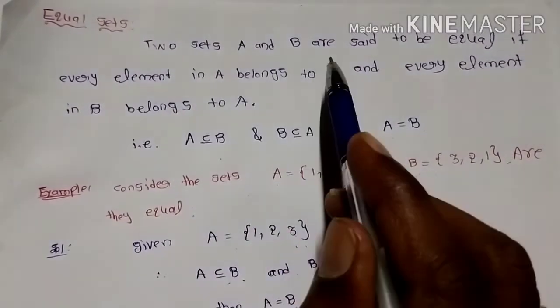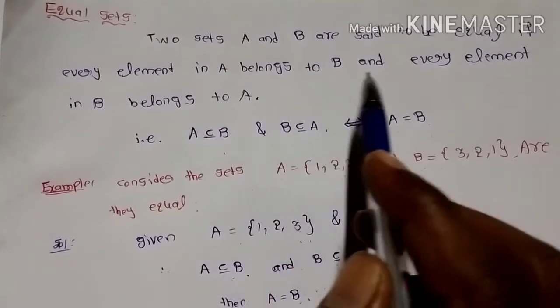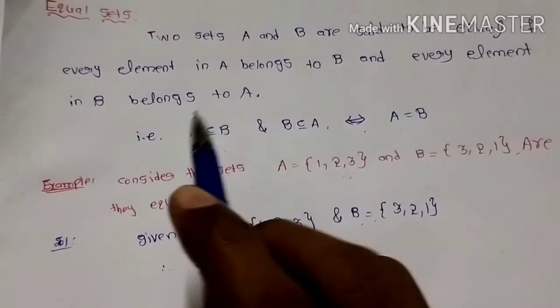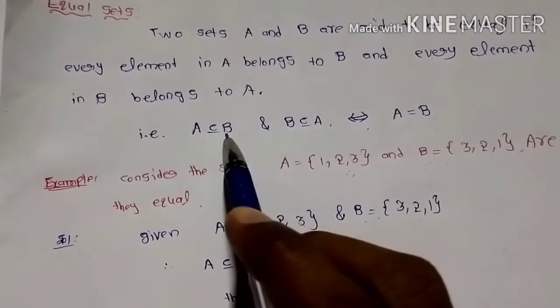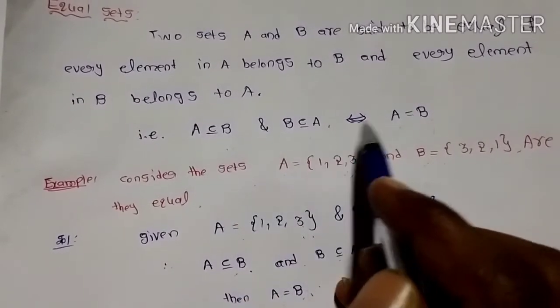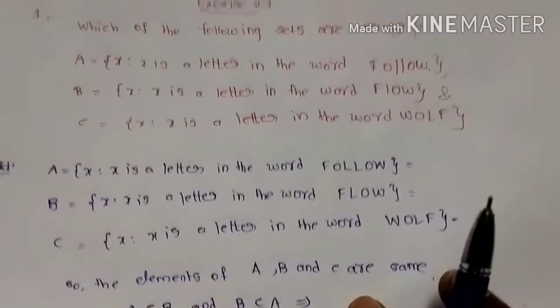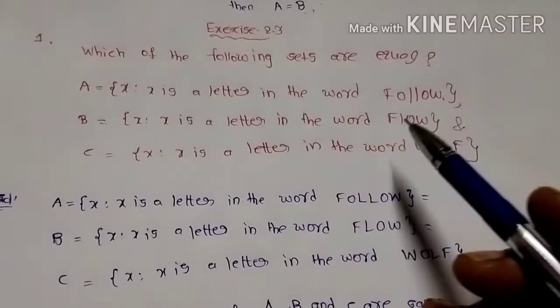Therefore, two sets A and B are said to be equal if every element in A belongs to B and every element in B belongs to A. That is the only conclusion. A is a subset of or equal to B and B is a subset of or equal to A if and only if A is equal to B. See here the exercise problems. These are all very easy problems.